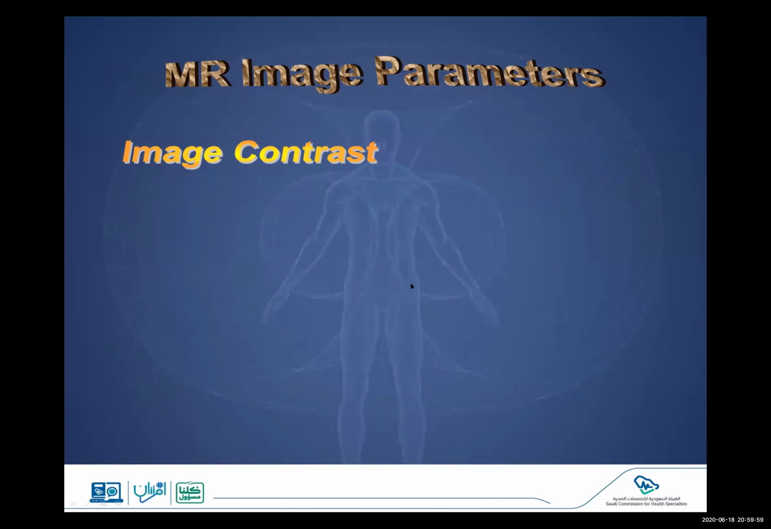The last topic in this lecture is image contrast. Image contrast, again, is the third pillar in our image quality. If you have a good image resolution and a good image contrast, but at the end you cannot see any difference between the tissues, this is useless. To have a very good MR image, you need a very good contrast between tissues, so you can distinguish between normal and abnormal tissues.